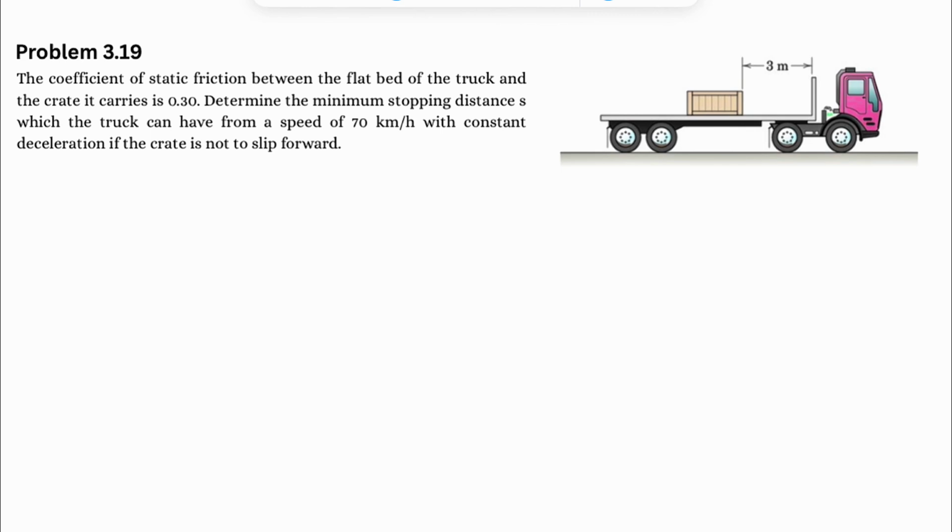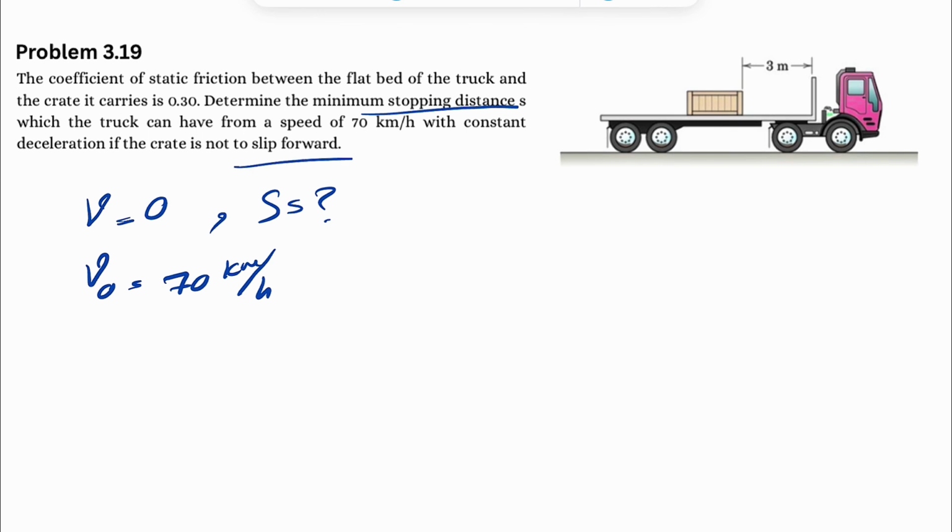We have another question from Dynamics by Meriam. The coefficient of static friction between the flatbed of the truck and the crate it carries is 0.3, and we need to determine the minimum stopping distance. The truck is going to come to a stop eventually, so the final velocity is 0, and we're looking for the distance s the truck can have from an initial speed of 70 km per hour with a constant deceleration, if the crate is not to slip forward.